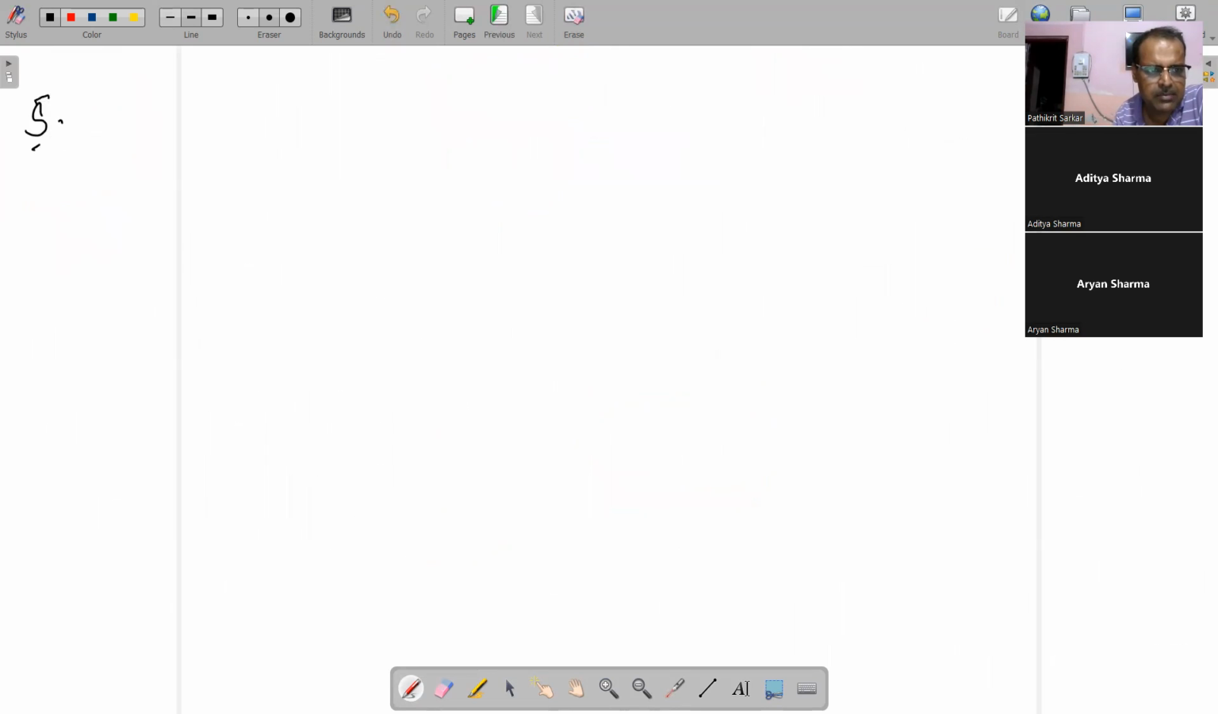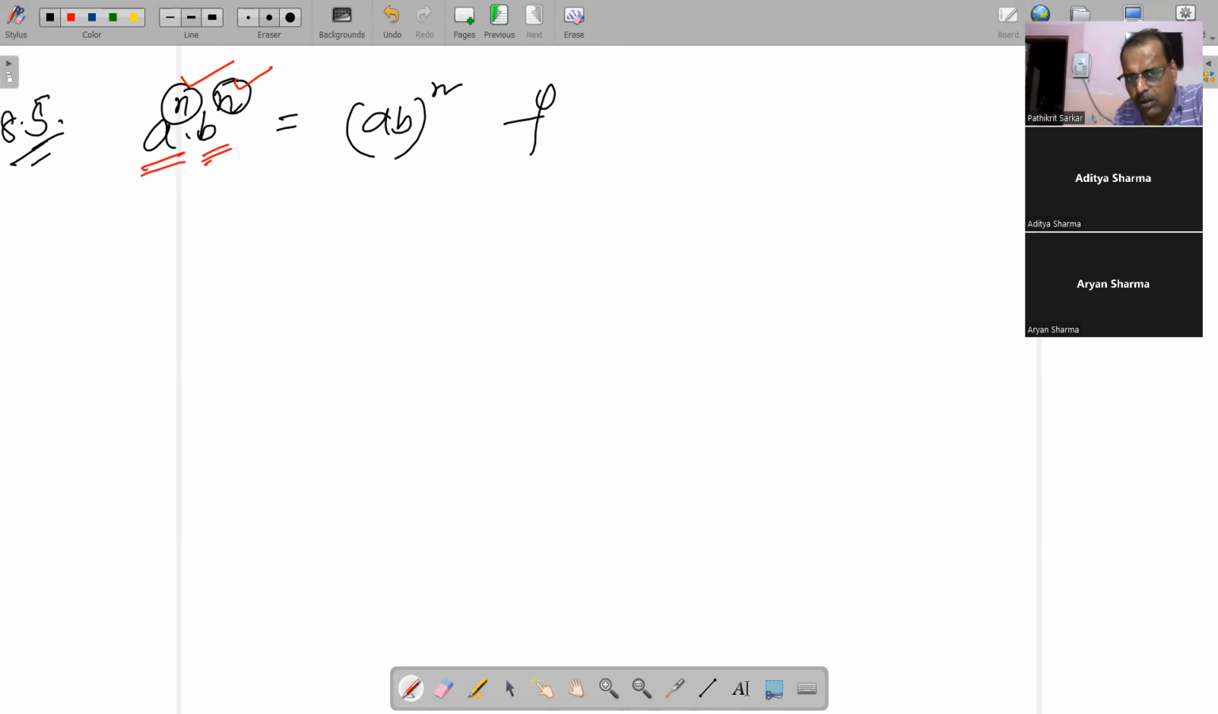Rule number 5, which will be in 8.5: if a to the power n and b to the power n are written in this form, that means the power is the same. Here you see the base is different but the power is the same, so we can write it in this form, that is ab to the power n, for all values of n. Now, this is number one.